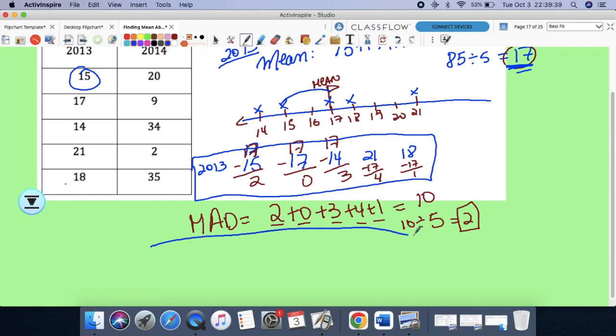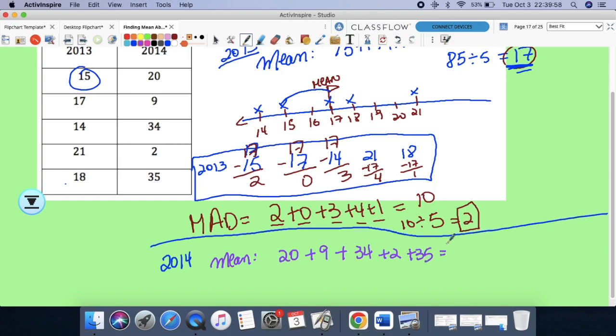Let's do 2014. In 2014, we have to find the mean first. We're going to do 20 plus 9 plus 34 plus 2 plus 35. Enter. We get 100. And then we do 100 divided by 5, and the mean is 20. Don't forget this number.